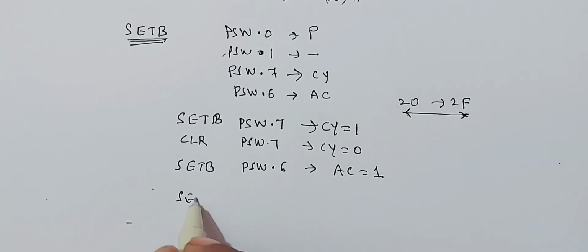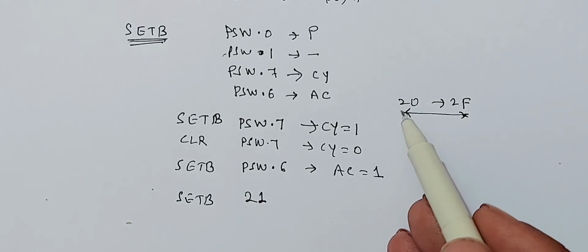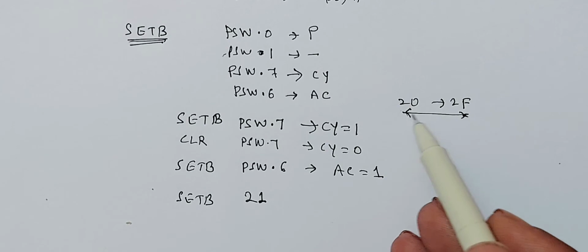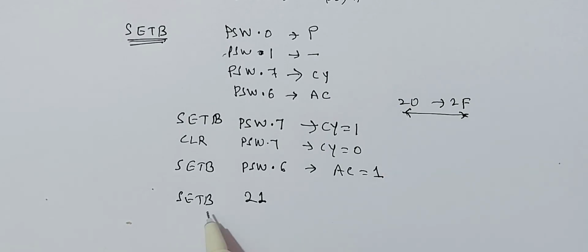Here is an example, SETB 21. That means 21 is a bit address in the bit addressable RAM area. Whatever value is present at bit address 21, it is set to 1. In this way, you can use SETB to set a bit to 1. SETB means that bit is set to 1, where bit 21 lies in the bit addressable byte addresses 20 to 2F of RAM.